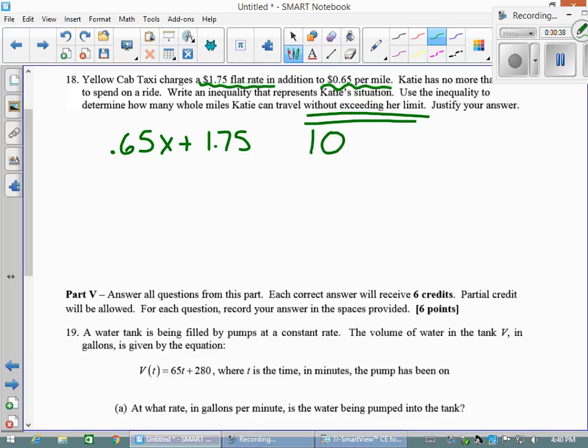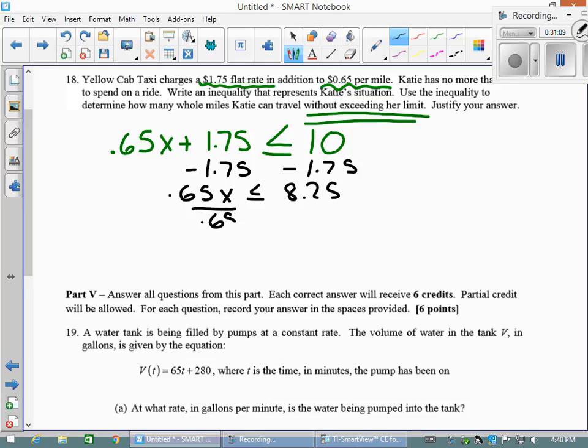They then wanted us to use this to see how many miles she can actually travel. So if we solve this inequality now, we're going to subtract $1.75 on both sides. So we have 0.65x, we're going to keep our inequality symbol, and we have 8.5. Now we want to divide by our 0.65, divide by your 0.65. And you would have gotten an answer if you did it in your calculator. X is less than or equal to 12.69230769. Again, if you put this into your calculator, you would have gotten this higher value.